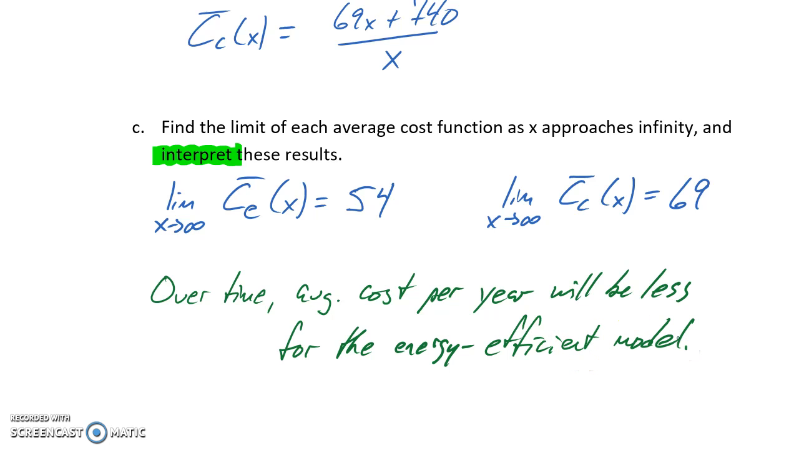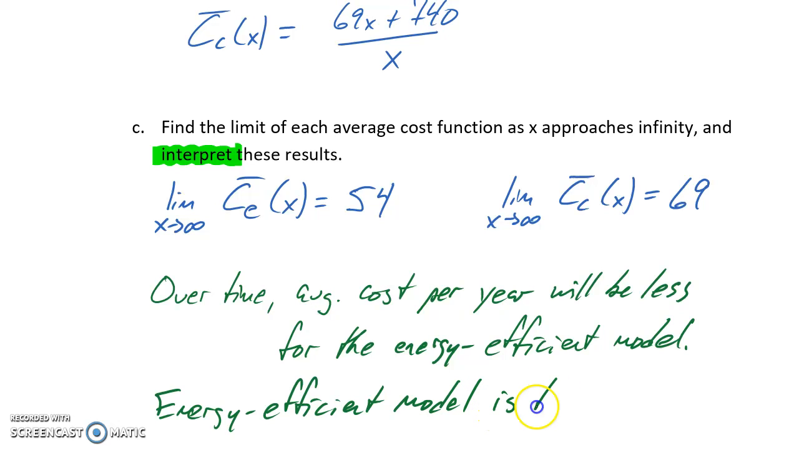So even though the energy efficient model had a slightly higher initial cost, over time, the average cost to operate that per year will approach $54 versus $69 a year for the conventional model. Or the other way to say that would be that the energy efficient model is, over time, the better value.